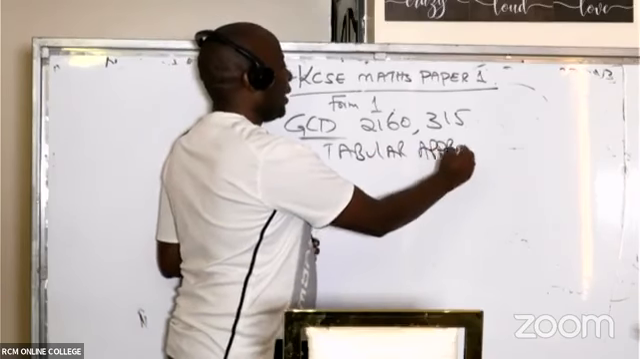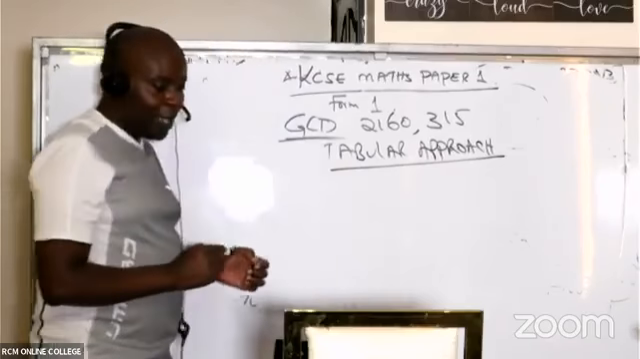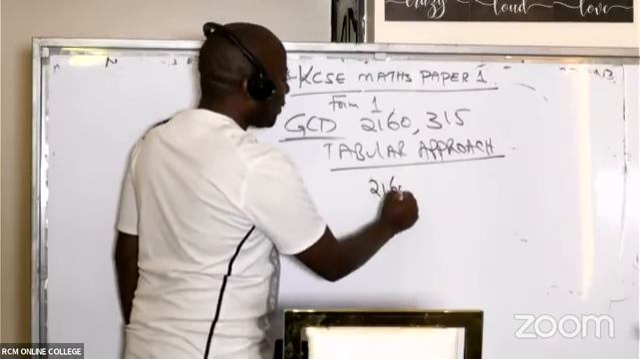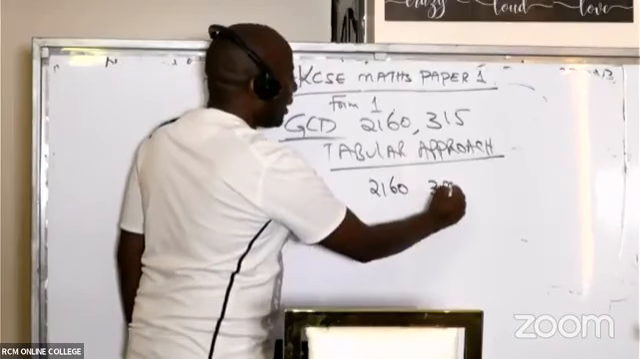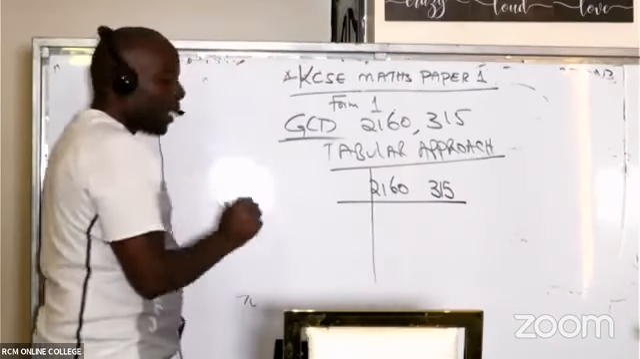So the tabular approach. What do we have here? Under the tabular approach, we shall have our two numbers. We have here 2160. We have here 315. So then we shall start straight away with the lowest prime number.